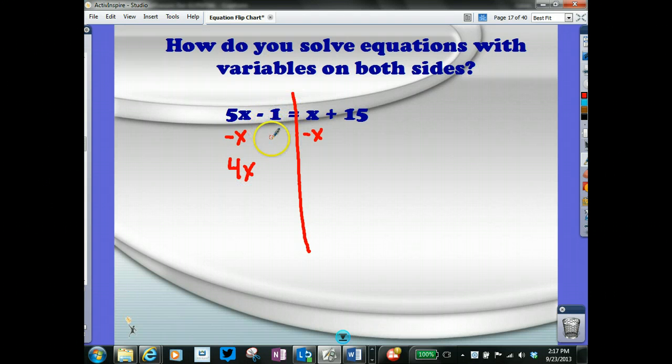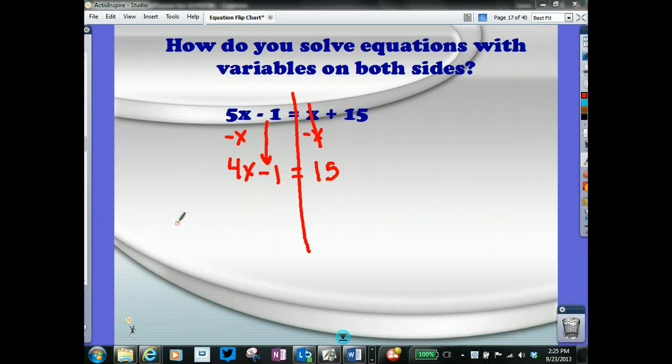You've got to look at the negative 1. I didn't do anything to it, so I just bring it down. Always look at the operation sign there, which equals here x minus x, and I look and that's a positive 15. So now I have 4x minus 1 equals 15.